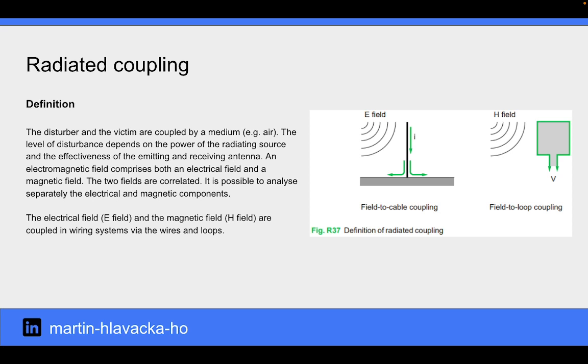Radiated coupling is when the disturber and the victim are coupled by a medium. The level of disturbance depends on the power of the radiating source and the effectiveness of the emitting and receiving antenna. An electromagnetic field comprises both an electrical field and a magnetic field. The two fields are correlated. It is possible to analyze separately the electrical and magnetic components. The electrical field and the magnetic field are coupled in wiring systems via the wires and loops.